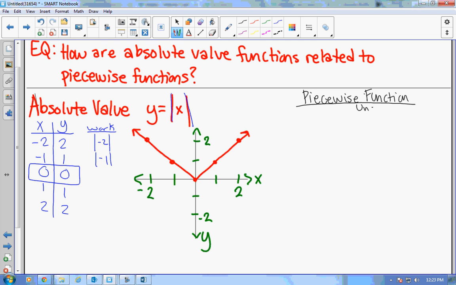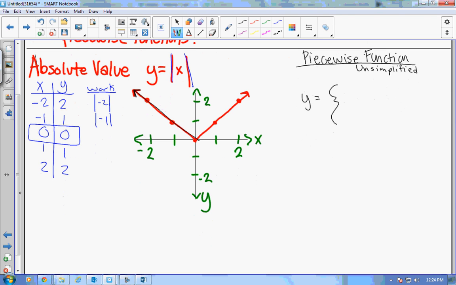Okay, I'm going to do the unsimplified version first. So piecewise is still an equation. We still have y equals, but we have, in this case, 2 pieces. So I'm going to do a squiggly brace. There can be more than 2 pieces as well. And I'm going to find the equation for this first piece. This first piece has a negative slope, and it is linear. Didn't we just talk about how we write linear functions? Y equals mx plus b.